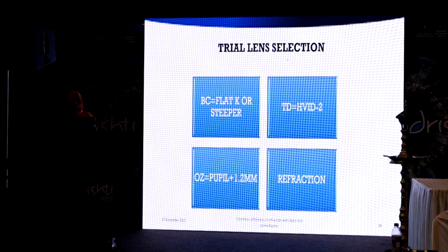So we will fit a base curve that is flat K or steeper than the flat K, and we have to take the measurement of total diameter, that is HVID minus 2 mm, whereas for soft lenses we take HVID plus 2 mm. And the optic zone is very important because the pupil size is very important; the optic zone has to cover the pupil. So we have to cover pupil plus 1.2 mm, and also we have to do a refraction.